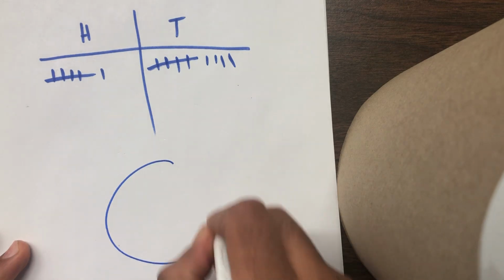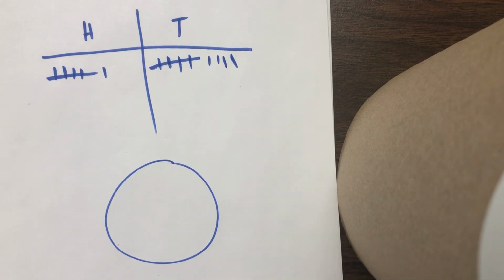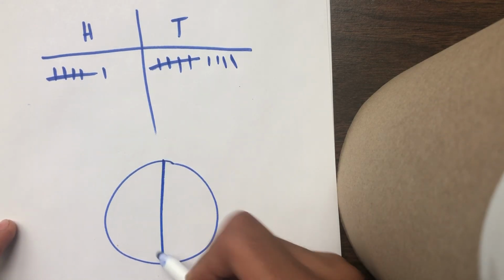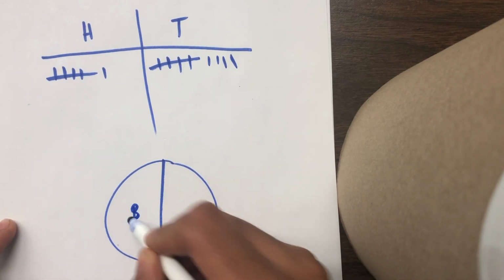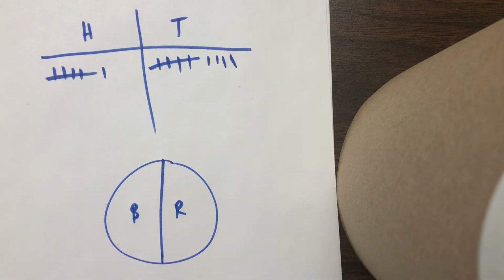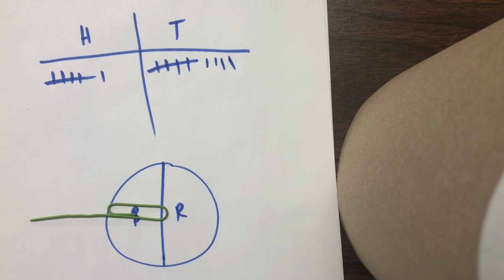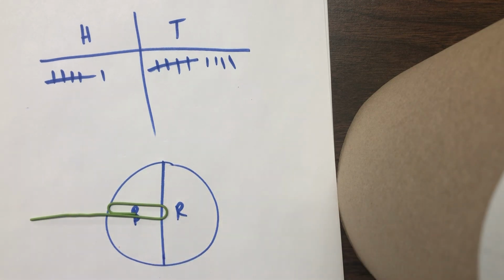So conducting experiments using spinners, conducting spinner experiments. We would be drawing a circle, and I could put many different options here, but I'm just going to stick with the blue and red option. And we'd be using a spinner. The spinner could be just basically a paper clip. We've done this several times in class.